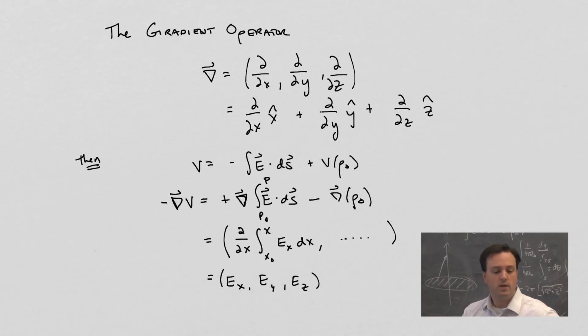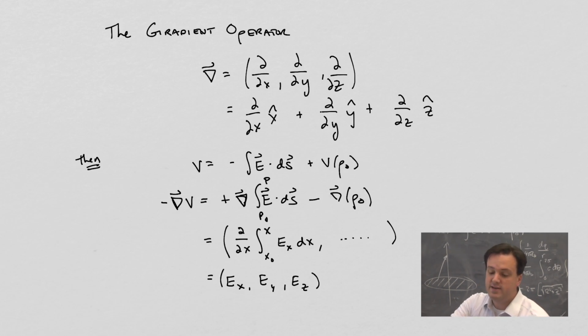Okay, so in order to do this unpacking, in order to take my potential and turn it back into an electric field, I have to remind myself of the gradient operator, which is of course just the vector of all the partial derivatives, which we write sometimes as an ordered triplet, d by dx, d by dy, d by dz, and sometimes in component form.